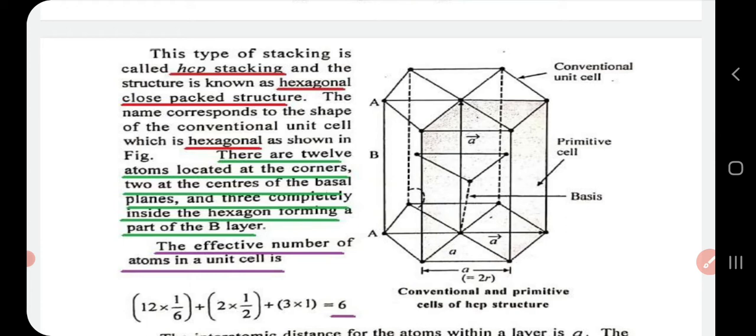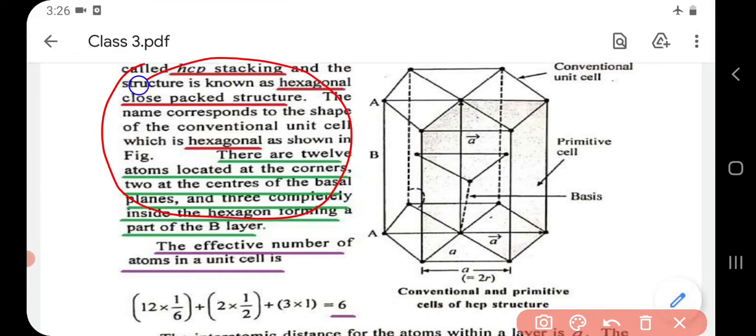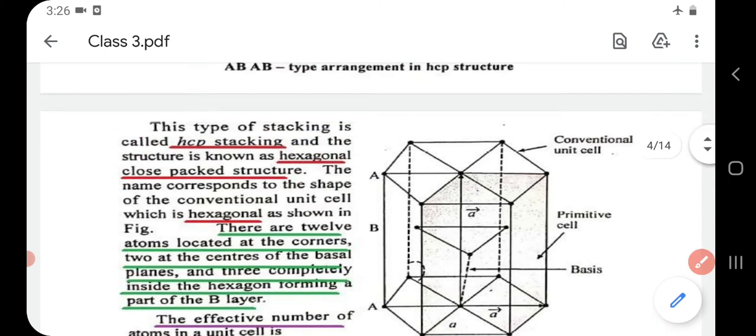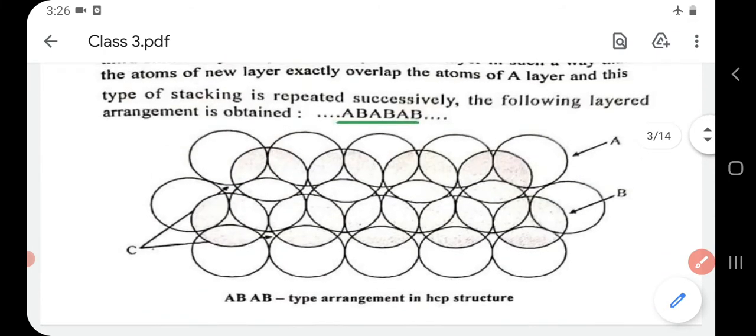So it is not necessary that you need to draw this figure. It is enough you mention the whole paragraph. But if possible I think you can draw this figure just to show the stacking sequence.